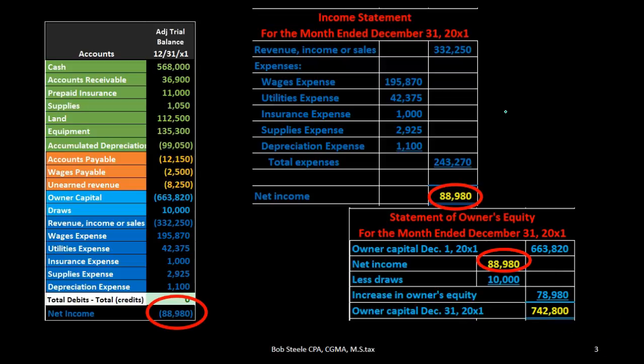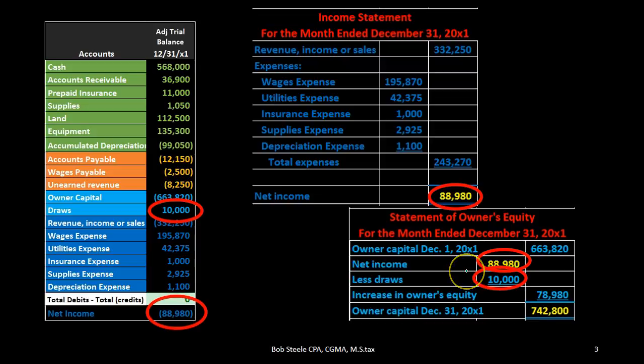That 88,980 is also on the statement of equity. The statement of equity is, in essence, a temporary account as well, meaning we have the beginning capital. That's the permanent part of it that was from last time period, plus what has happened during this time period, meaning net income, and then we've got that draws, the two temporary items.